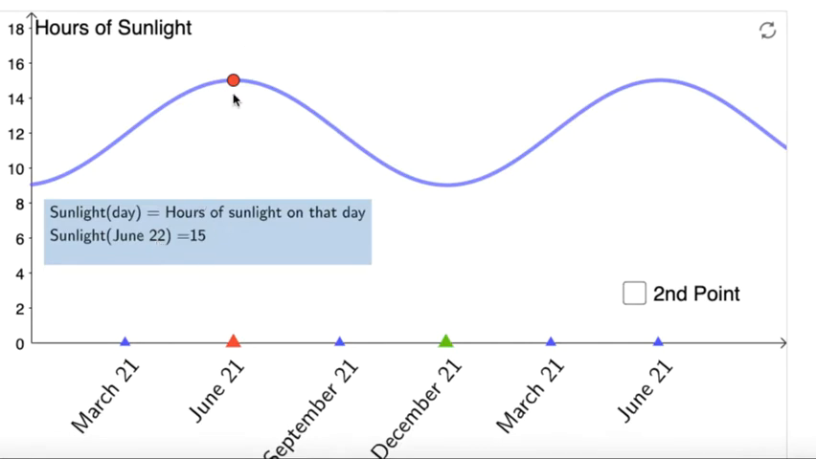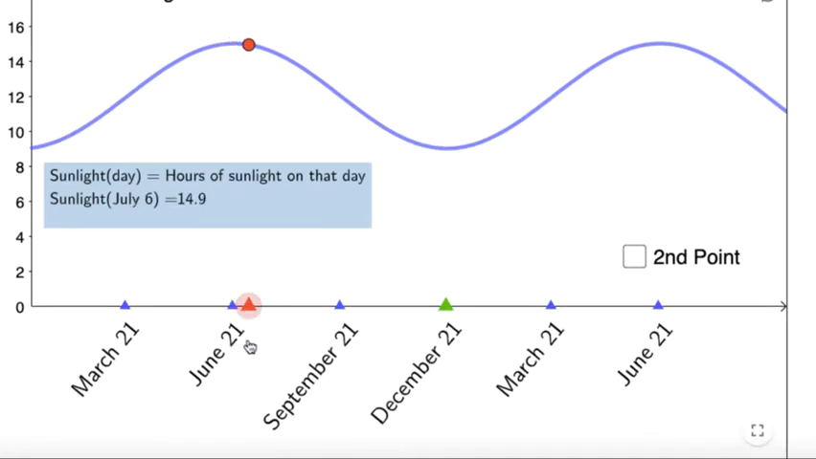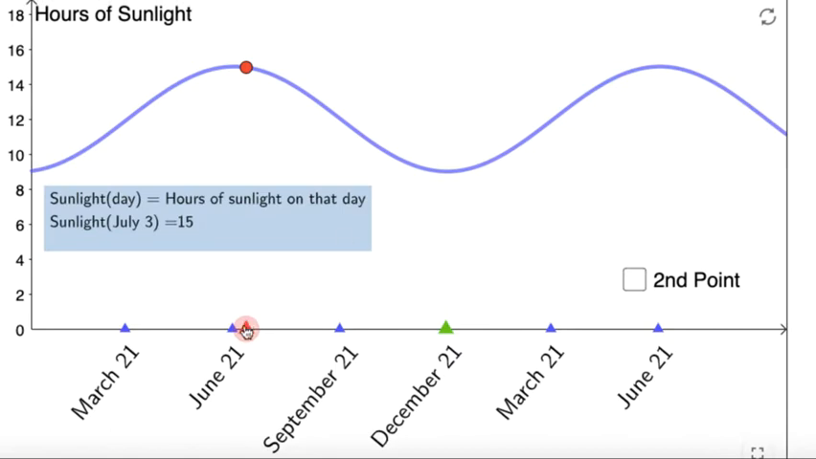So right now we can see that we're at a high point on June 21st, which is in fact the longest day of the year. And as we move through the year, you can see that the sunlight function is producing numbers that are lower and lower. We get to September 21st, which is halfway between our high and low point. And on December 21st, we get 9 hours of sunlight.